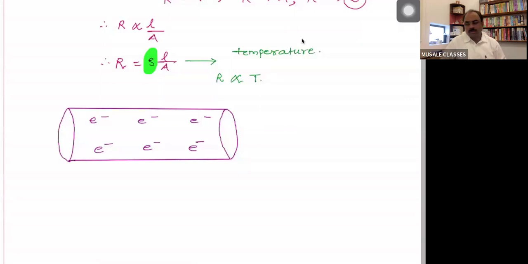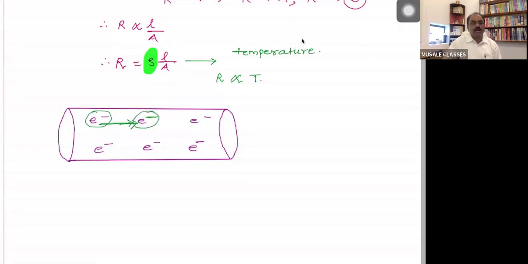The electrons in a conductor move in any direction. Suppose I consider only this electron; the negative sign shows the nature of the charge, that it is an electron. This electron may move in this direction. When it is moving in this direction, then it will collide.